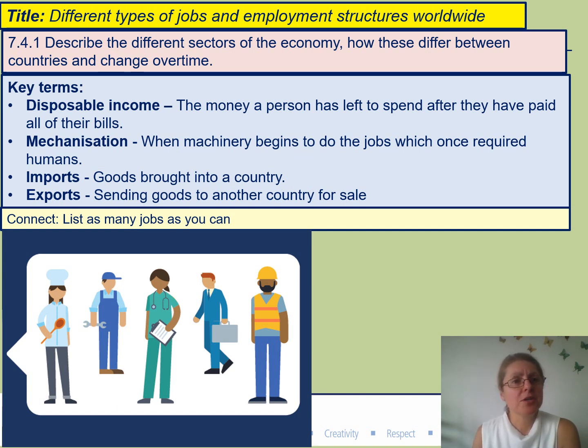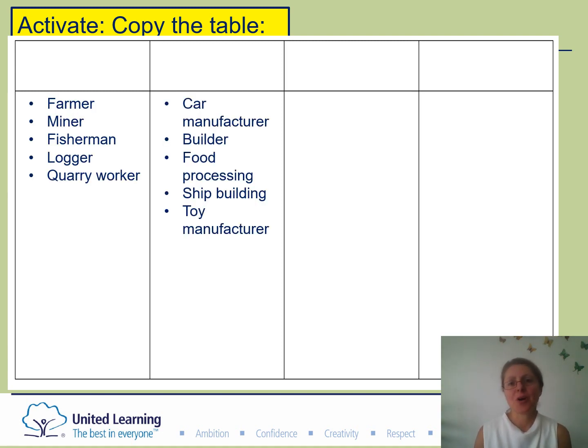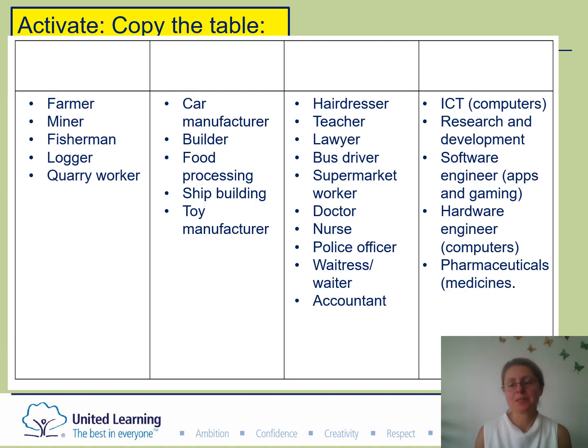So I'd like you first of all to write the title and the key terms, and the key terms are disposable income, mechanisation, imports and exports. Press pause now. Now take half a page and I'd like you to copy the table with 4 columns. You're going to write these jobs into each column.